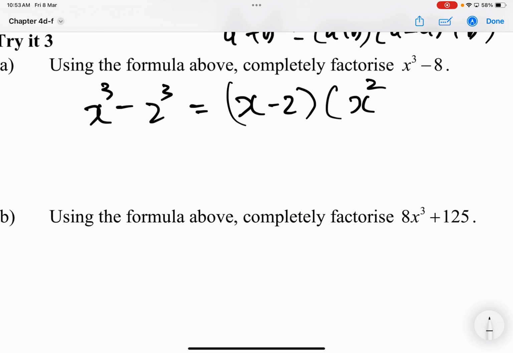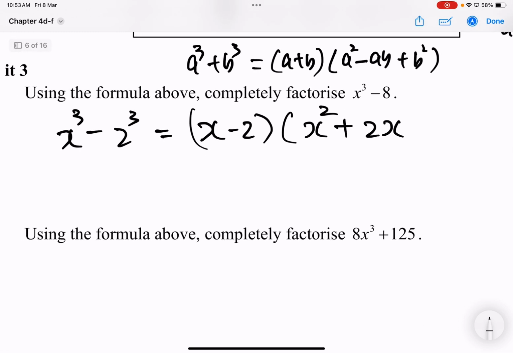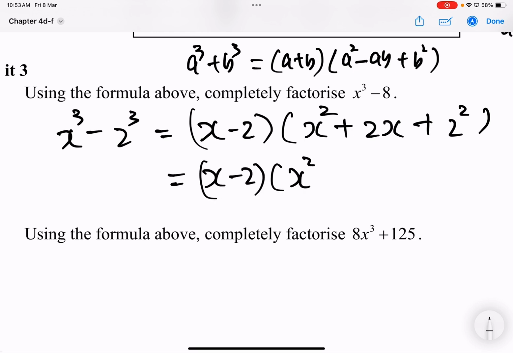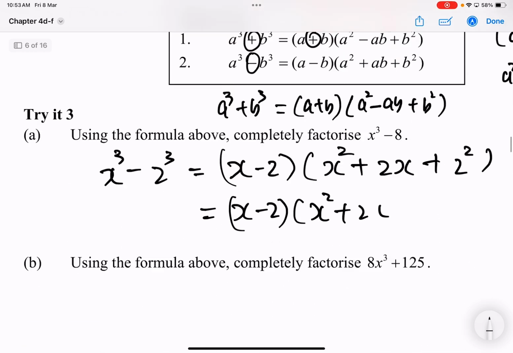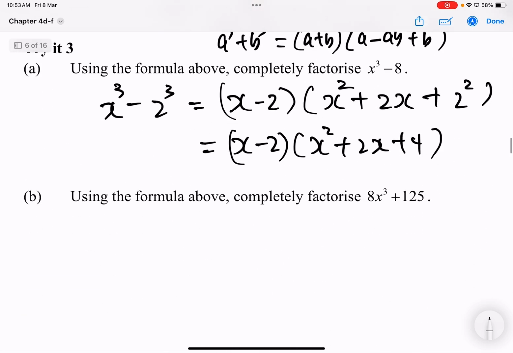The second pattern is a plus, so x squared plus 2x. Why 2x? There's no 2ab, it's just ab. Plus 2 squared. So this is my final factorized form, plus 4. It's actually quite easy and quite fast to factorize if you memorize it.